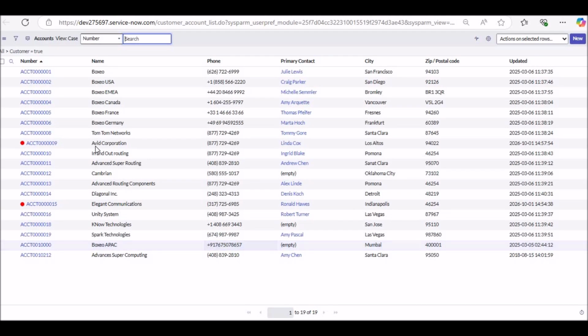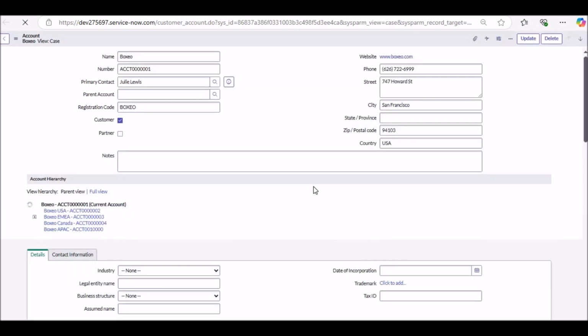As a sample we have multiple accounts in the system, and you can see one account we have for Boxio, and location-wise also Boxio USA, EMEA, Boxio Canada, France, Germany. We have multiple subsidiaries. So let's open it and see what associated contacts and other related entities we have there.